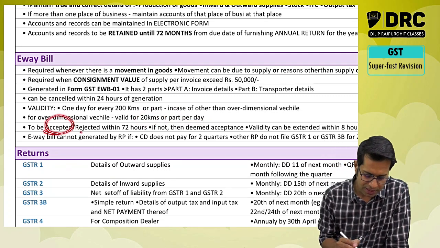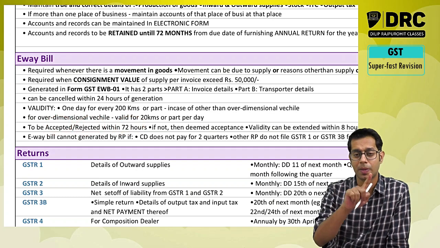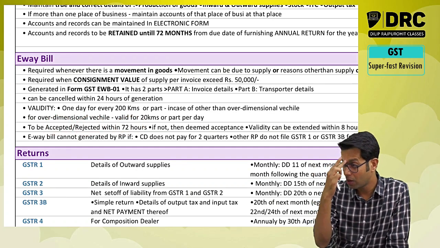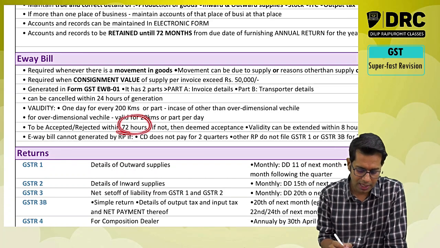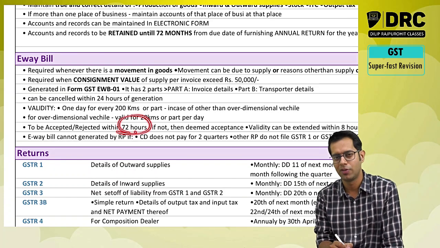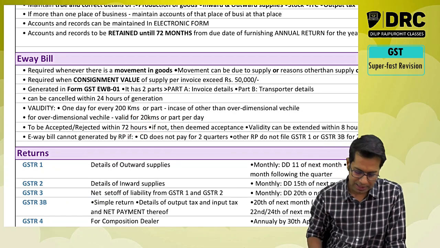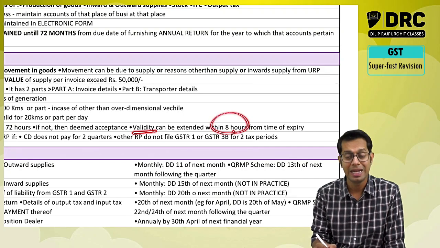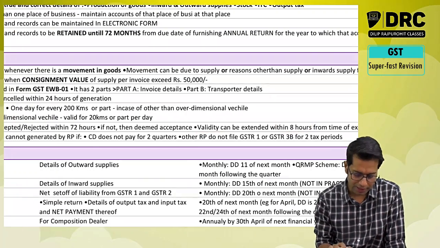Once an e-way bill is generated, the information will go to the supplier, recipient as well as the transporter. Now the recipient is required to accept or reject the e-way bill. This acceptance or rejection is required to be done within 72 hours. If they do not do the acceptance or rejection within 72 hours, then it is deemed as accepted. Now the validity of the e-way bill can be extended within 8 hours before the expiry or 8 hours after the expiry of the validity period.